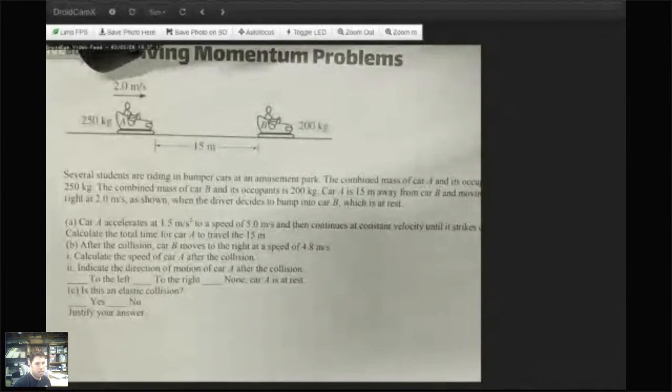All right, so part A. Car A accelerates at 1.5 meters per second squared to a speed of 5 meters per second and continues at a constant velocity until it strikes car B. Calculate the total time for car A to travel the 15 meters. All right, how do we want to do this?